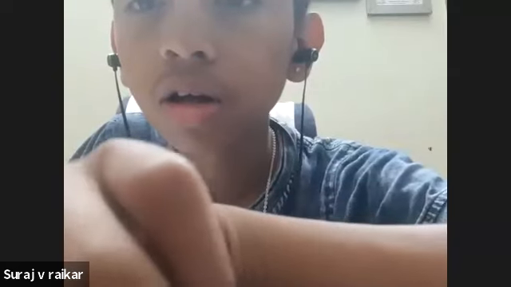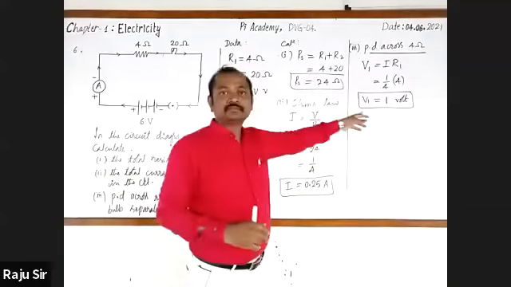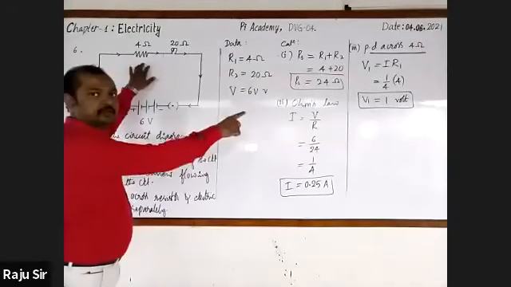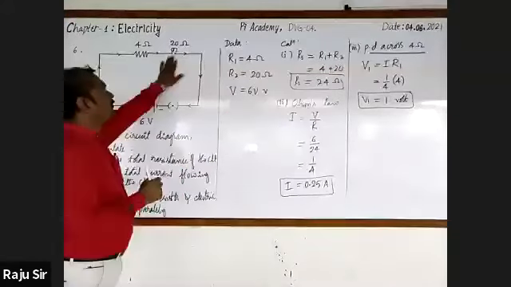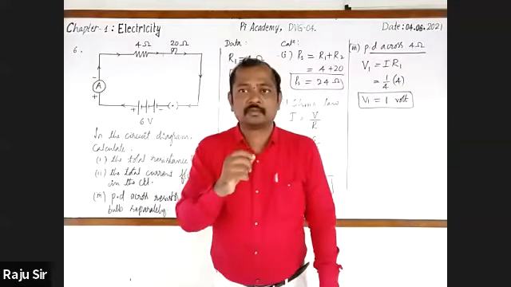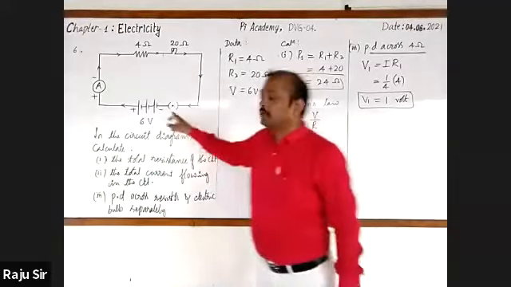Listen. Potential difference across 4 ohm is 1 volt. Then what is the potential difference across the electric bulb? It's very simple. 5 volts. Oh, very good. You are right.